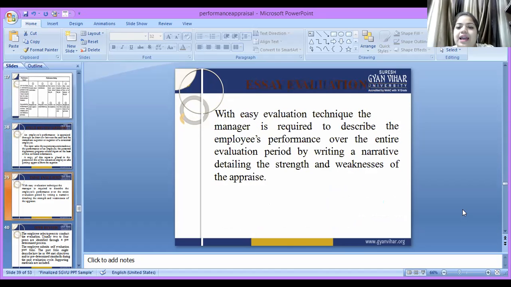Essay method. In essay evaluation, the manager is required to describe the performance over the evaluation period by writing in a narrative form, in detail, what the strengths and weaknesses of the employee are, and what they have observed during their work time. So this type of thing is appraised by the essay method.